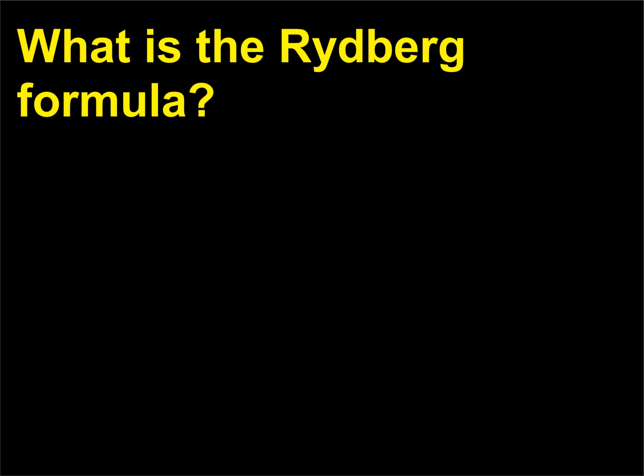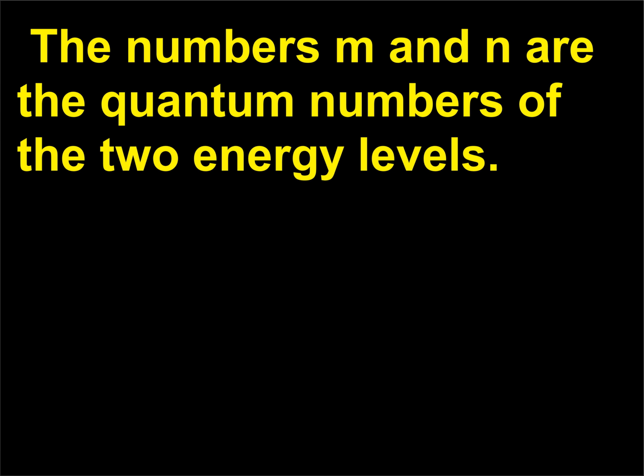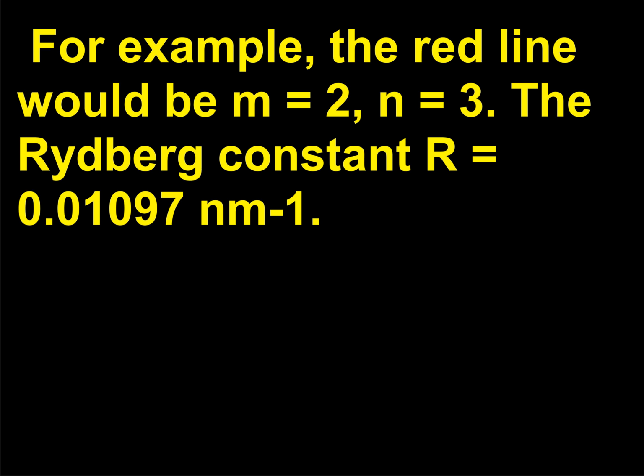What is the Rydberg formula? Wavelength of the emitted radiation from hydrogen atom is given by 1/λ equals R(1/m² − 1/n²). The numbers m and n are the quantum numbers of the two energy levels. For example, the red line would be m equals 2, n equals 3.